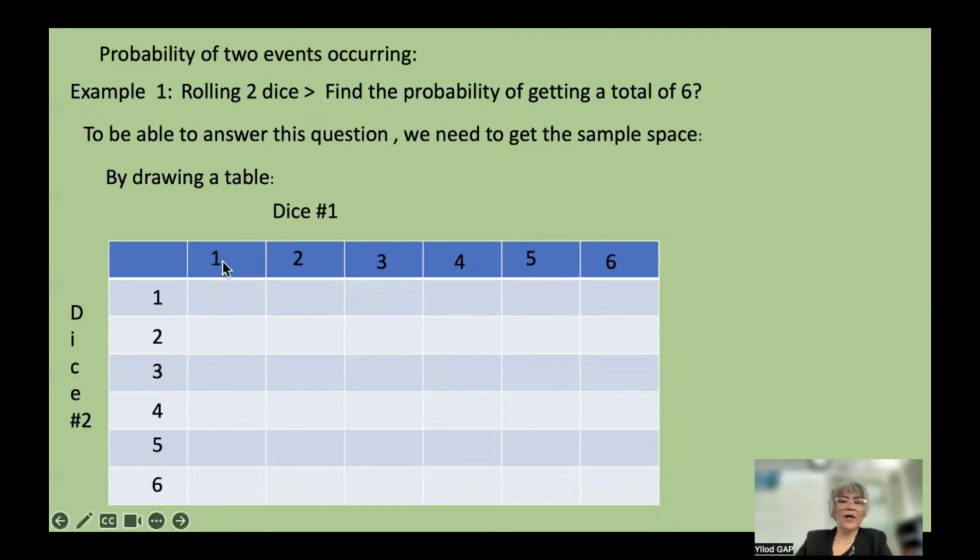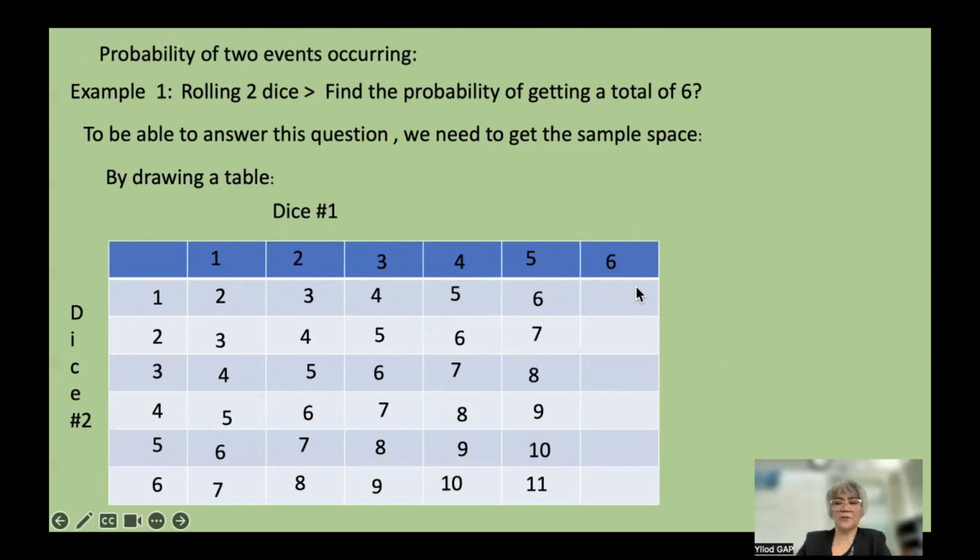So if we get 1 in dice 1 and we get 1 in dice 2, the total would be 2. 1 in dice 1 and 2 in dice 2, you have a total of 3. So we have 4, 5, 6, 7. And then you have 2 and 1, that's 3. 4, 5, 6, 7, 8. 3 and 1 is 4, 5, 6, 7, 8, 9. Then you have the total that we get would be as follows.